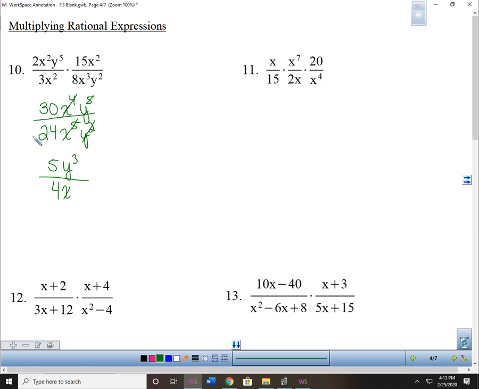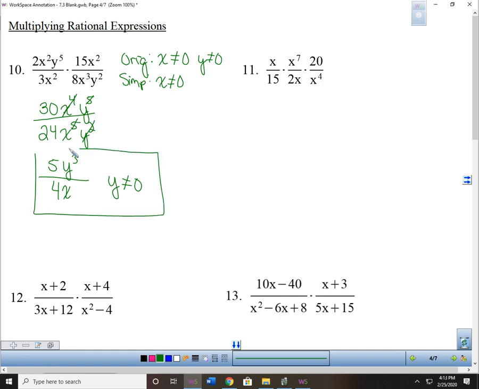So let's look at our denominator that we put together. I'm multiplying all this together. So for my original, x cannot be 0 and y cannot be 0 because I'm just multiplying all of these together. For my simplified version, the only thing I have in the denominator is 4x. If I set that equal to 0, x cannot be 0. Since that's already restricted for my original, I just need to restrict the y does not equal 0. I don't have to state the other one because it's the same for both.